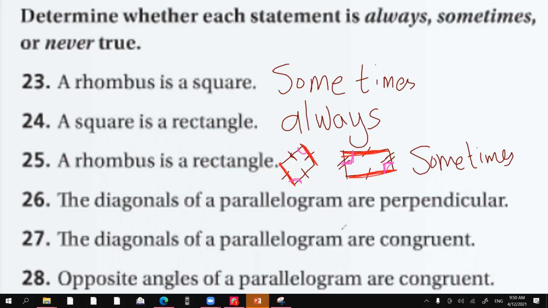For the sides, the two sides that are opposite are equal. For the angles that are opposite, they are equal. But for the type of angles, in this case, they are not the same. Why? Because in the rectangle, they must be right. In the rhombus, it's not always right. Sometimes it could be right. That's why I say that sometimes the rhombus is a rectangle.